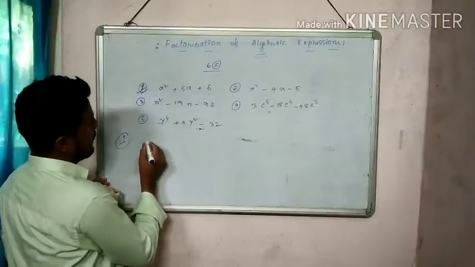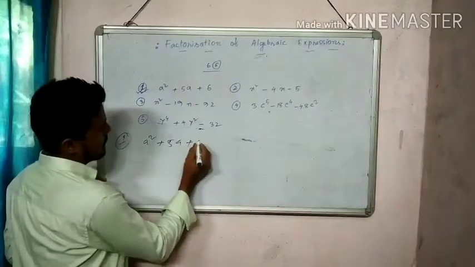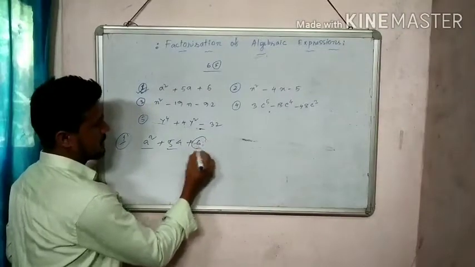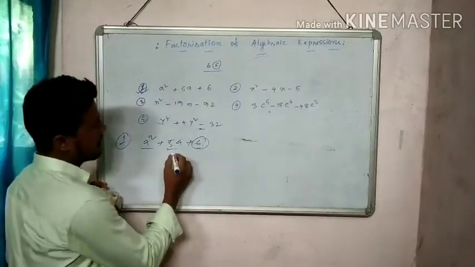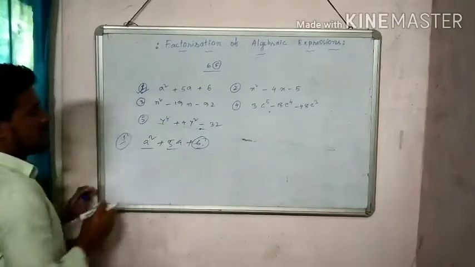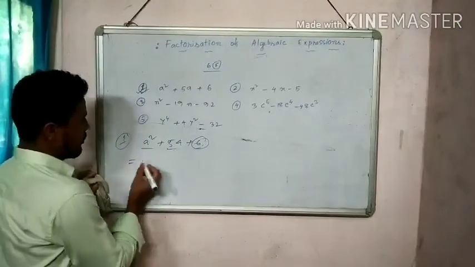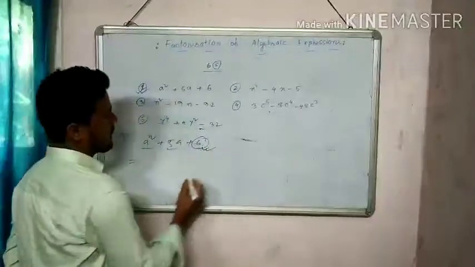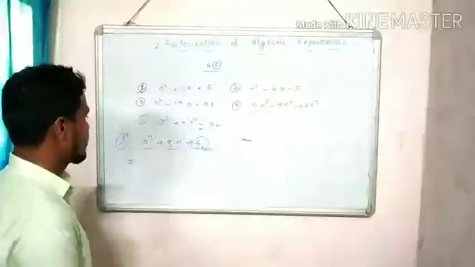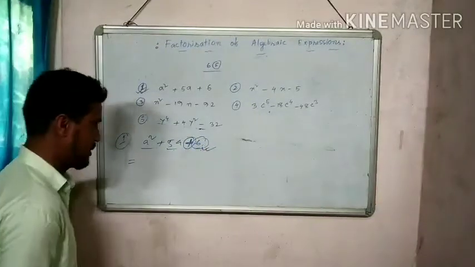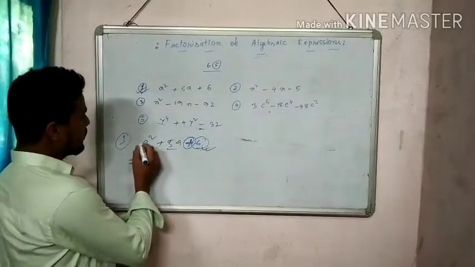I am taking a square plus 5a plus 6 as given. Here you can say this is the first term, this is the second term, and this is the constant term. This term is in the middle, so I will call it the middle term. To factorize this algebraic expression, you first look at the constant term. Here the constant term is 6, with a positive sign. Now the coefficient of a square is only 1.